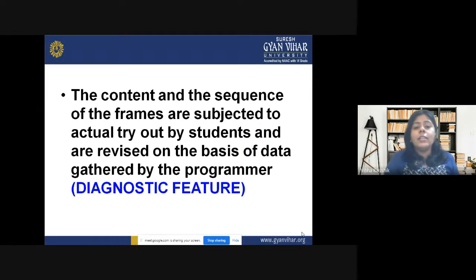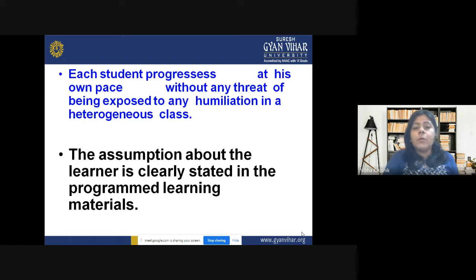The content and the sequence of the frames are subject to actual tryout by students and are revised on the basis of data gathered by the programmer. Each student progresses at his own pace, meaning the students are learning at their own pace.